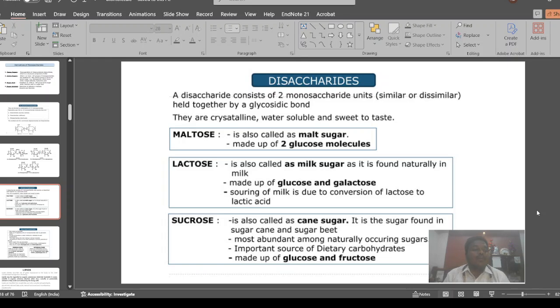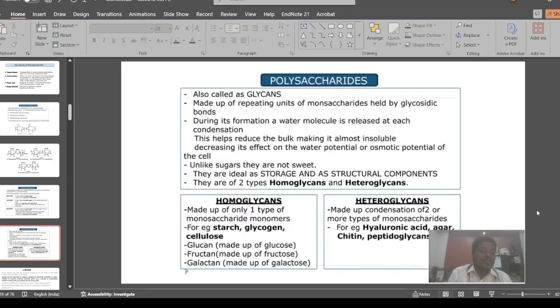Next, disaccharides. Disaccharides consist of maltose, lactose, and sucrose. Maltose, also called malt sugar, is made up of two glucose molecules. As we have already discussed, lactose is also known as milk sugar. It is made up of glucose and galactose. Sucrose is cane sugar that we normally eat at home. It is made up of glucose and fructose.